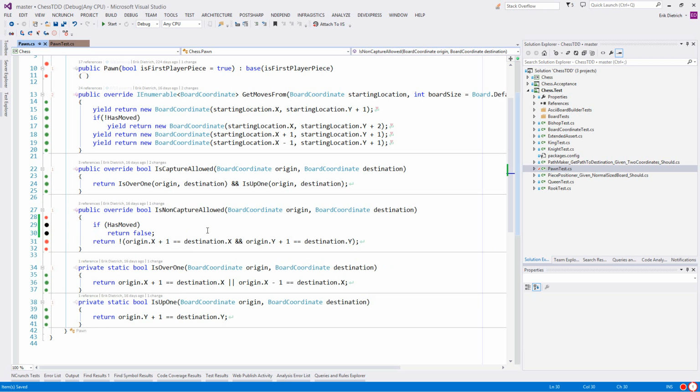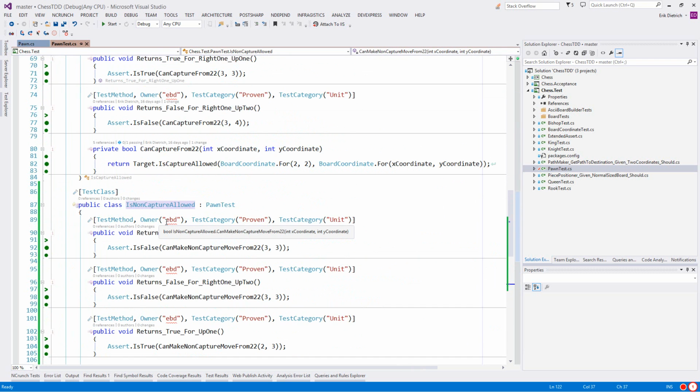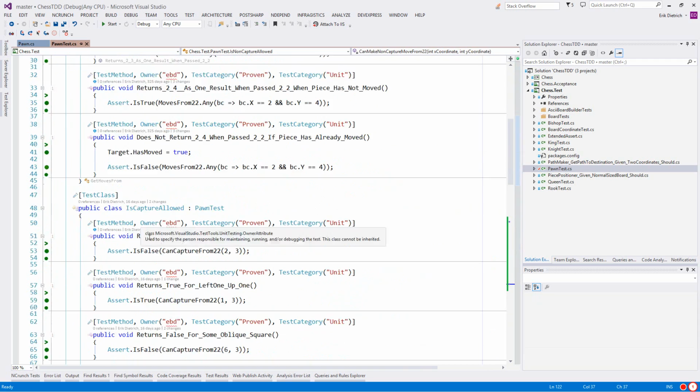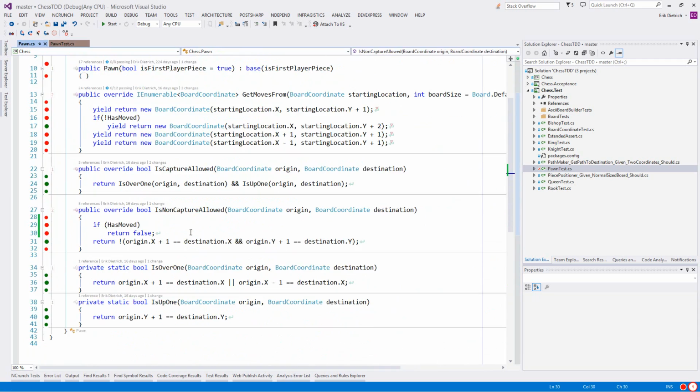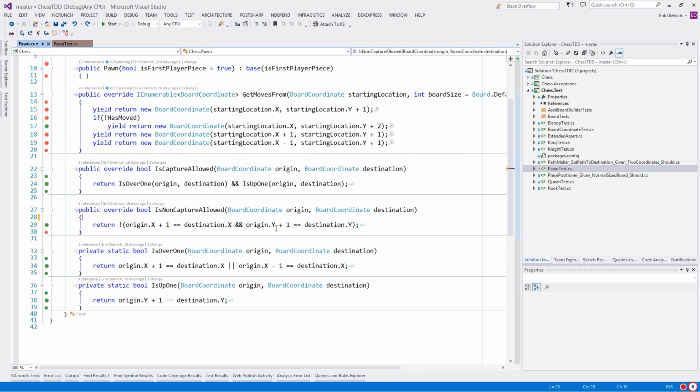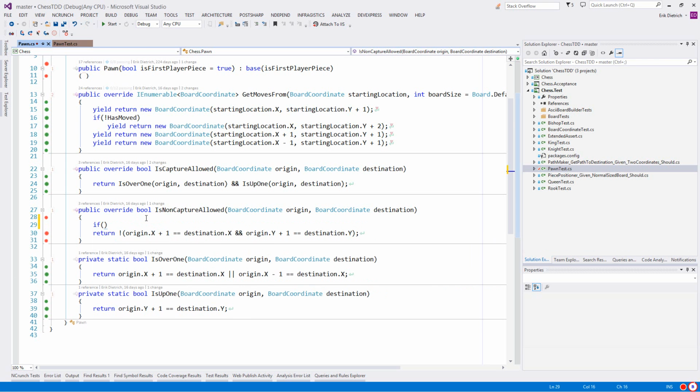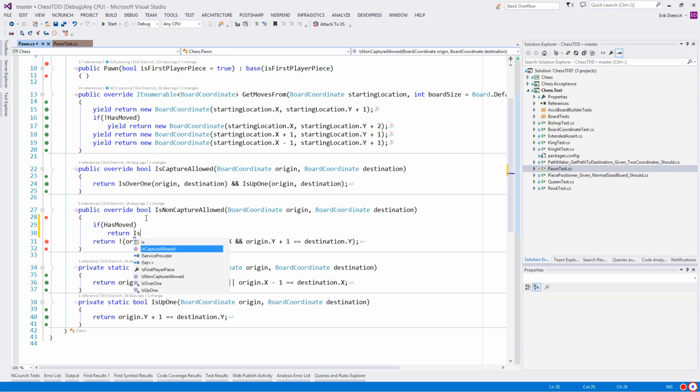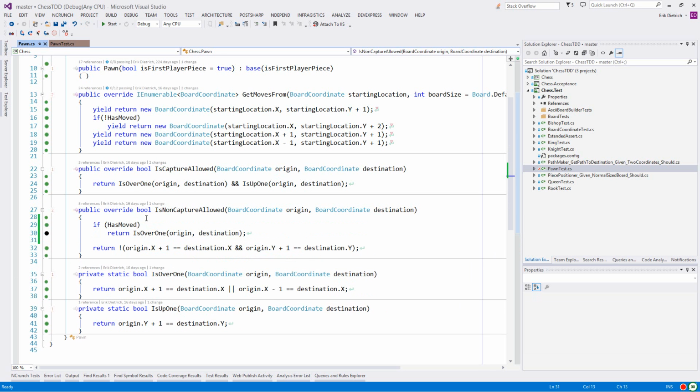And simultaneously, I was actually writing tests that all should pass. So I was writing test after test that I knew should be true to see if any of them would fail. And then I finally got to one that did, and started to figure out, oh, okay, so there's this concept of whether you've moved or not. So I'm not doing a good job with that in is non-capture allowed. And in fact, I'm not doing a good job with a few different things here, but I'm trying to use these abstractions I have to see if I can get to green, and I'm not having a lot of luck.